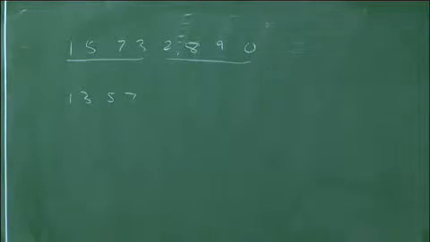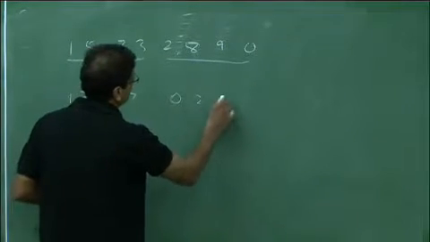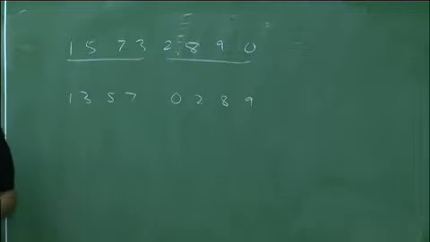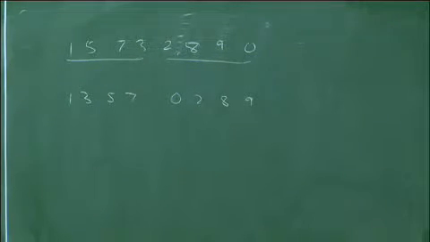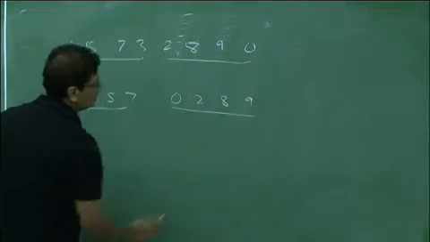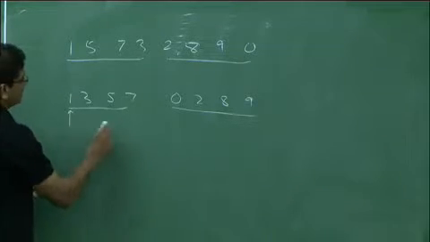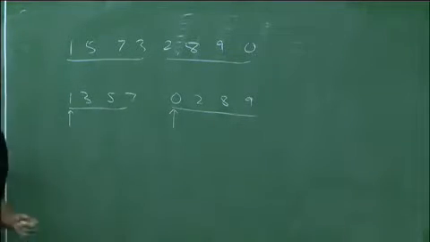How about the next sequence? It is 0, 2, 8, and 9. All right. So now I have 2 sorted subsequences. I need to now somehow combine them together to get an overall sorted sequence. So what I'll do is the following. I'll take this sequence, I'll take this sequence. I have a pointer here and I have a pointer here.